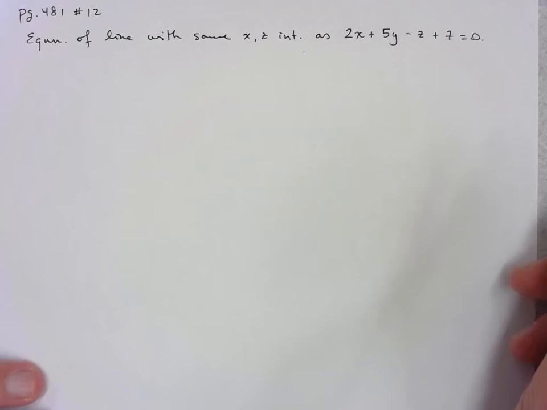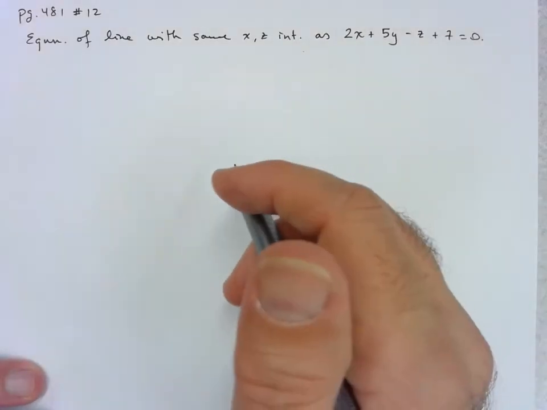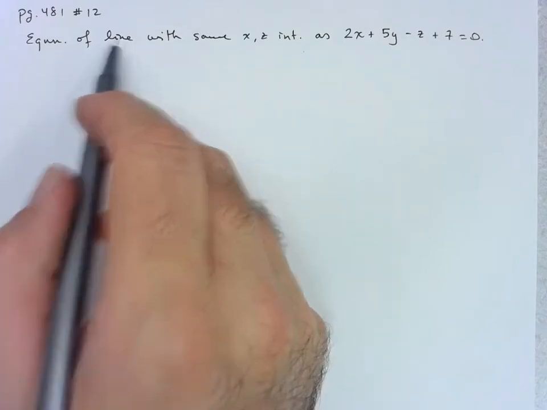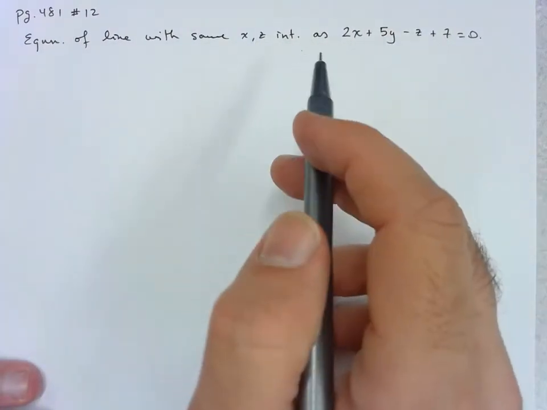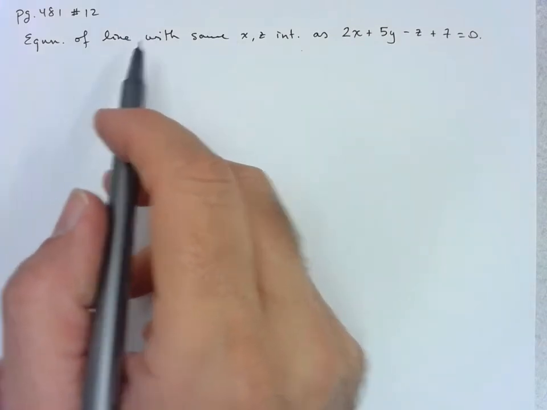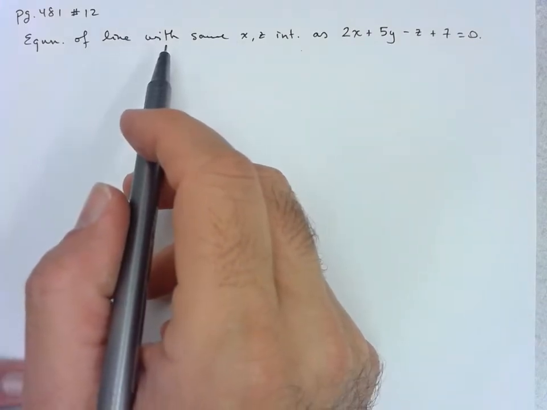Hi folks, this is number 12 on page 481. So what they want us to do is find the equation of a line, and this line has the same x and z intercepts as this given plane. Okay, so to find the equation of a line in 3D, we need a point and we need a direction vector.